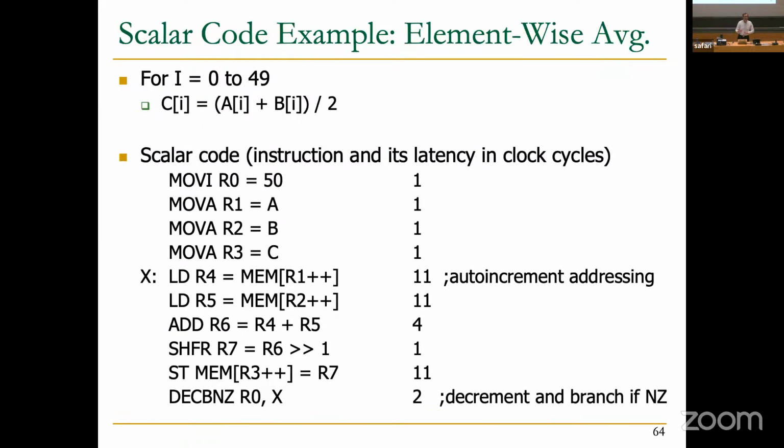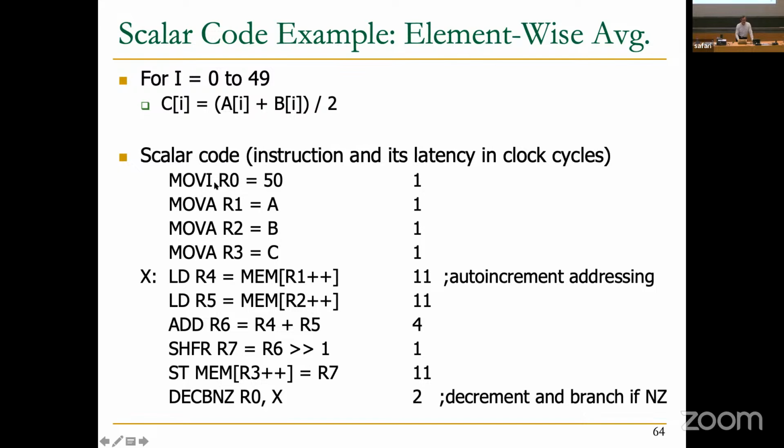Okay, but now let's start with an example of the benefits, at least the performance benefits, of a vector processor. And this is some scalar code. We're going to look at the performance of the scalar code on simple machines first. This is the element-wise average that I showed you earlier. If you write this element-wise average loop in scalar code, you write a loop, basically. And this shows each instruction and its latency in clock cycles.